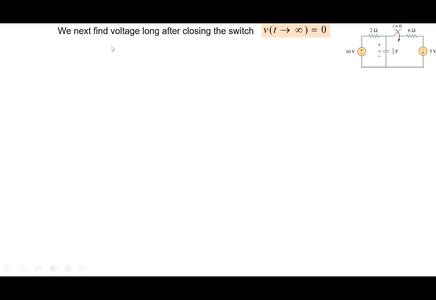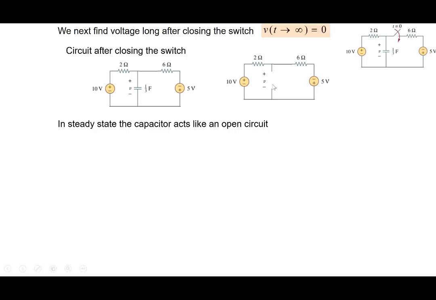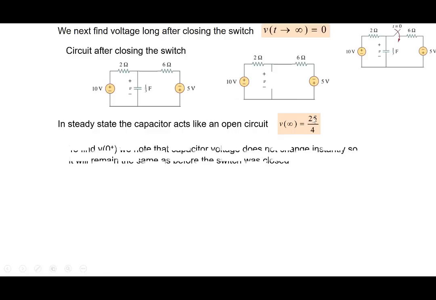So next we need to find out the voltage long after closing the switch, as t goes to infinity. So the switch is closed, right? And we are saying t equal to infinity, which means that everything has settled down and nothing is changing with respect to time. That's what steady state means, right? So the capacitor is like an open circuit. So we open it out. And then we need to find out what is the voltage across the capacitor. So it's a simple circuit, and you can verify that this is equal to 25 by 4 here.